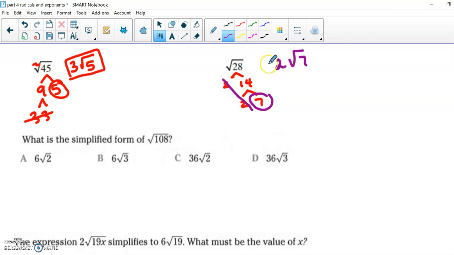If I want to check if I'm right, I square the number outside. So 2 squared, or 2 to the second power, is 4. 4 times 7, we're back to 28. Okay.